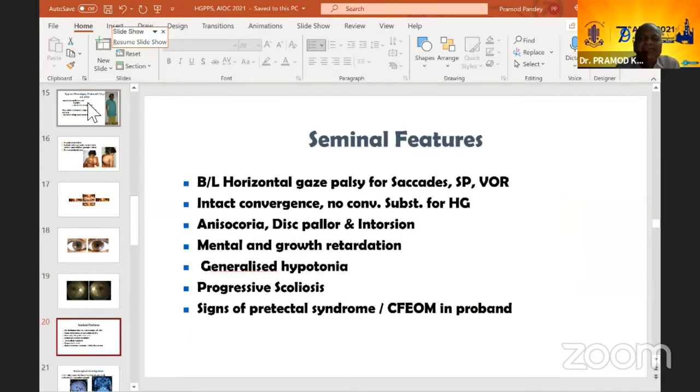Now, the seminal features in these three: there is a bilateral horizontal gaze palsy with loss of saccade, smooth pursuit, and vestibulo-ocular reflex. The convergence is intact; there is no convergence substitution for horizontal gaze. There is anisocoria, disc pallor, and intorsion. Mental and growth retardation, generalized hypotonia. In all three, it was present. There is a progressive scoliosis and signs of Klippel-Feil or pterygium syndrome in child number 1.